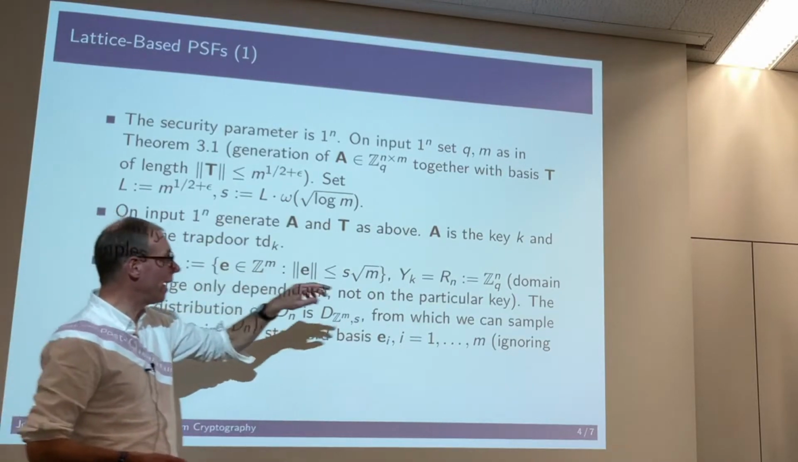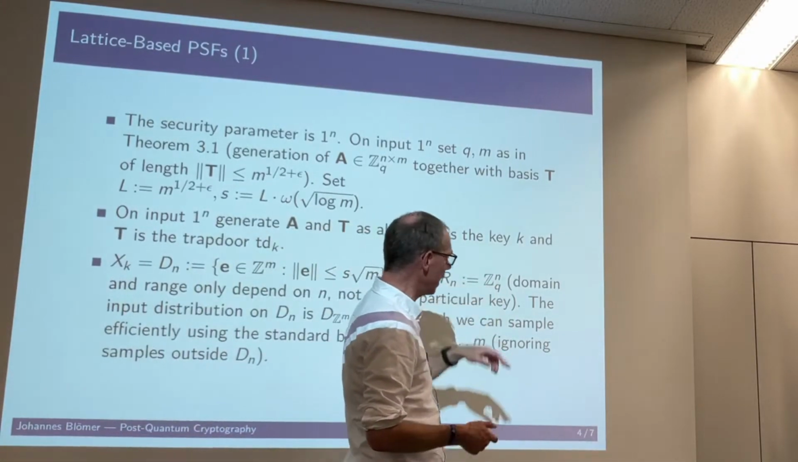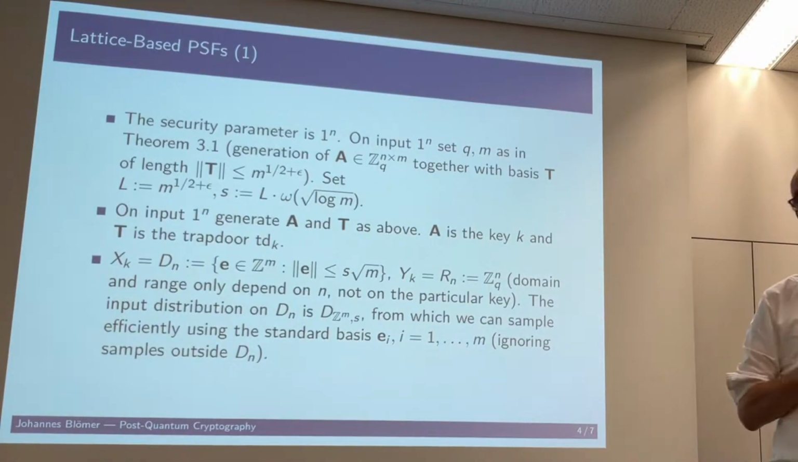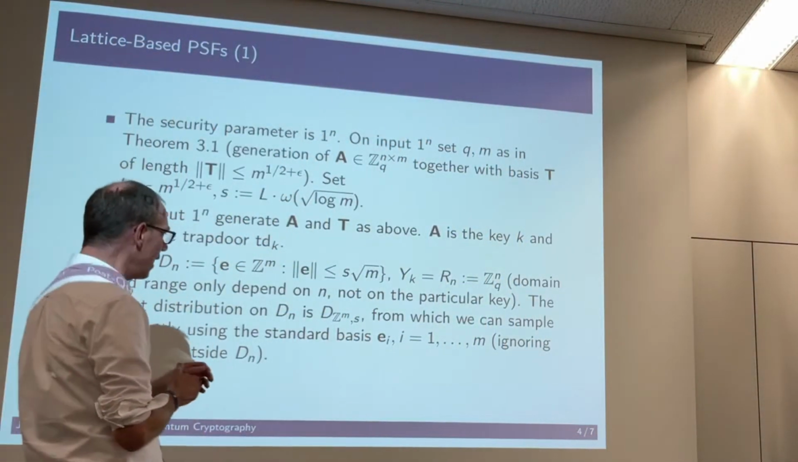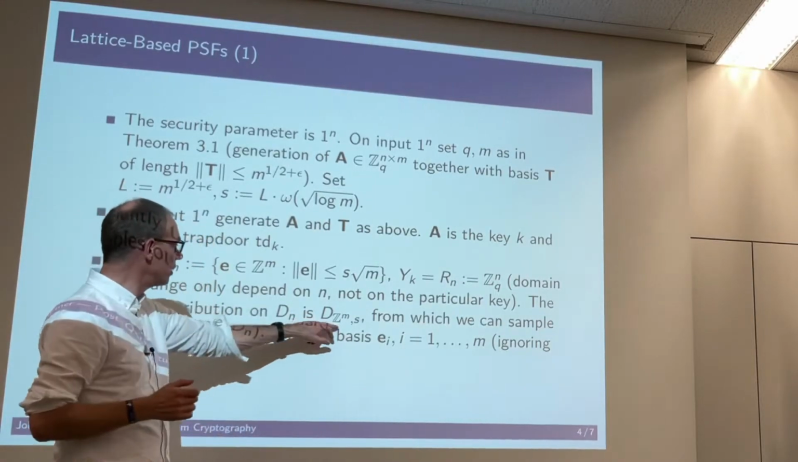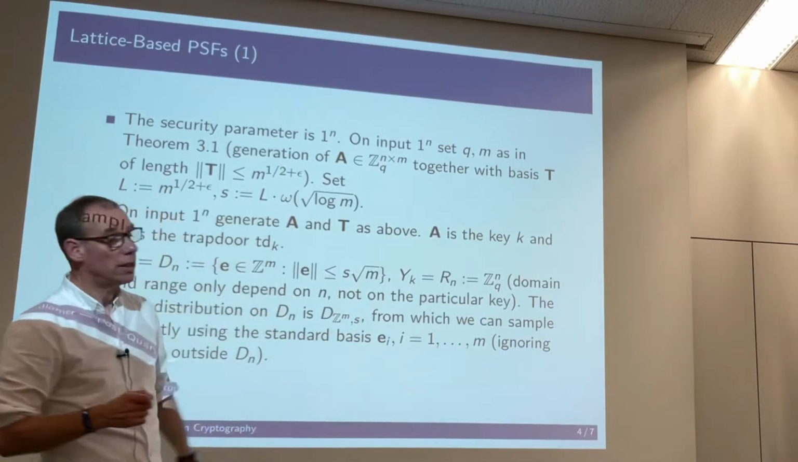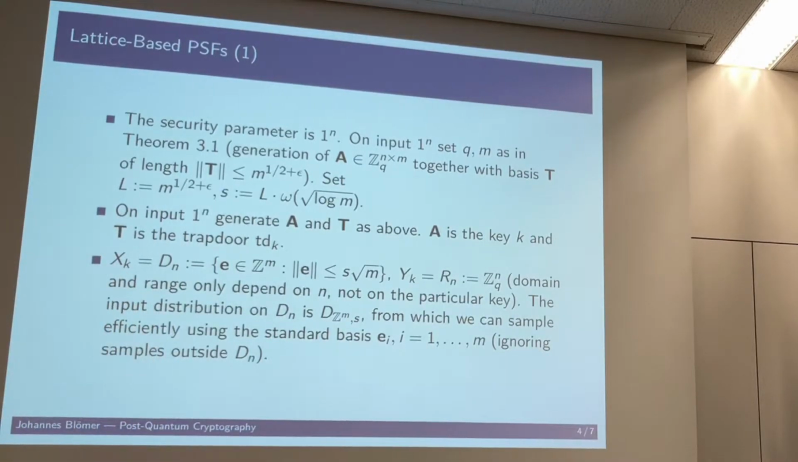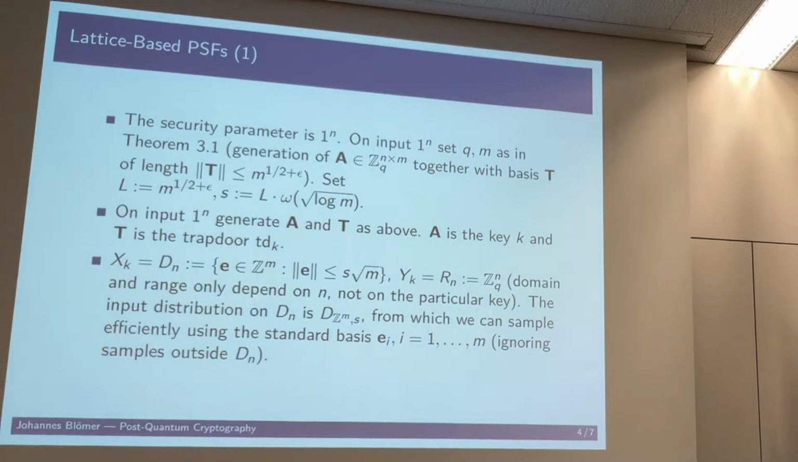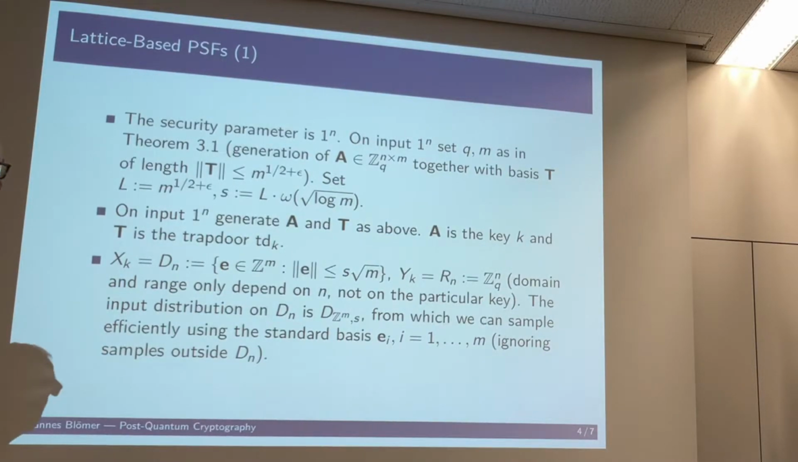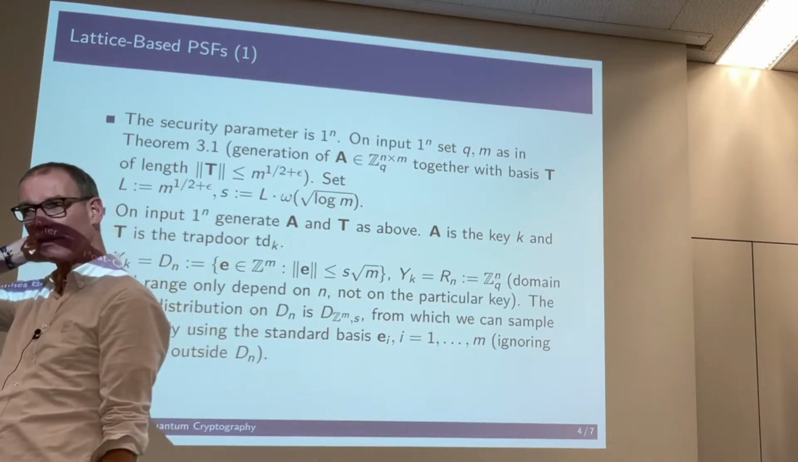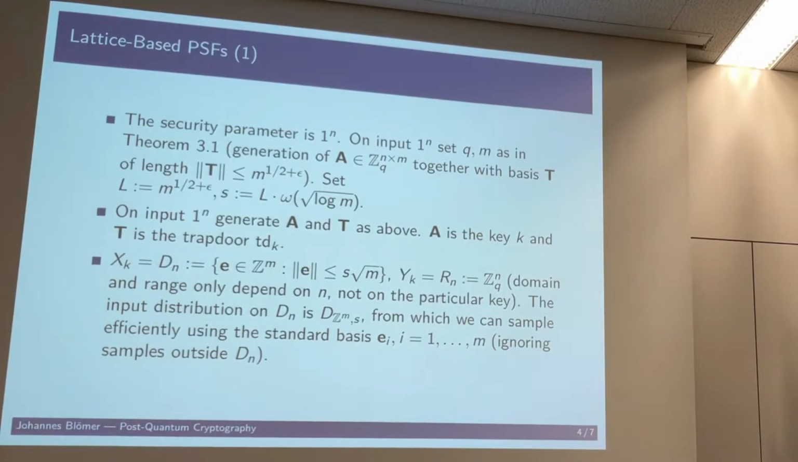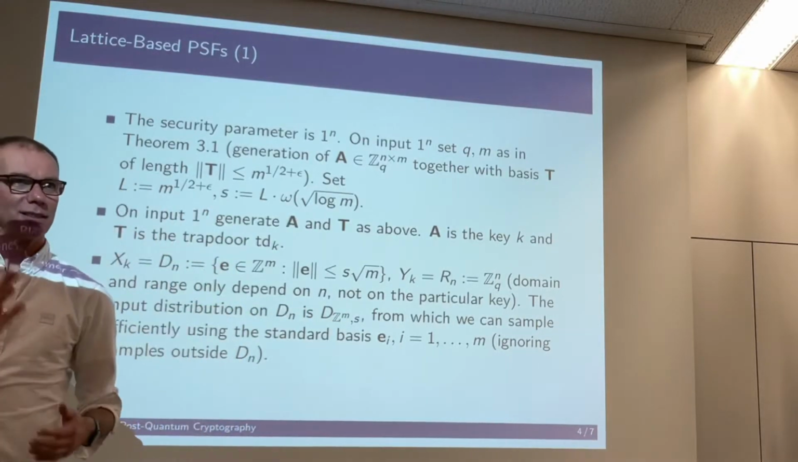And Yk also only depends on n, and is Zq to the n. So the domain and range depend only on n, not on the particular key. And the distribution on dn is a discrete Gaussian distribution on Z to the m with width parameter, whatever you like, s. And I should put in here L, I think. No, I should put in m to the 1/2 plus epsilon. Never mind. No, it's correct. I take this at m.